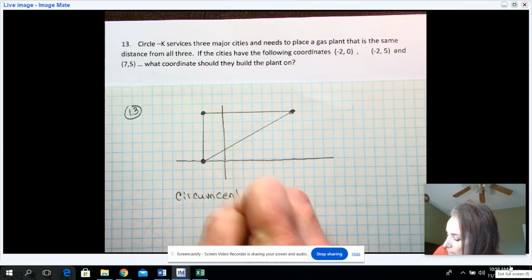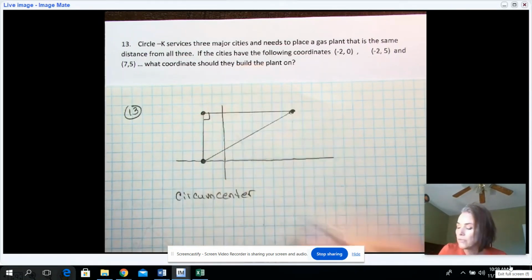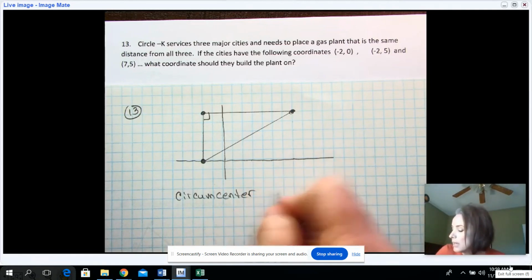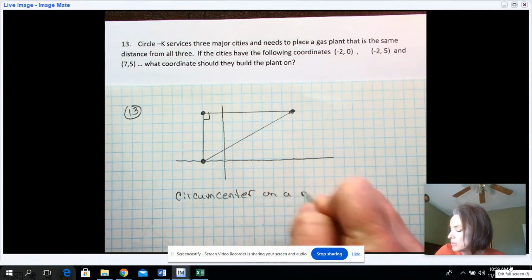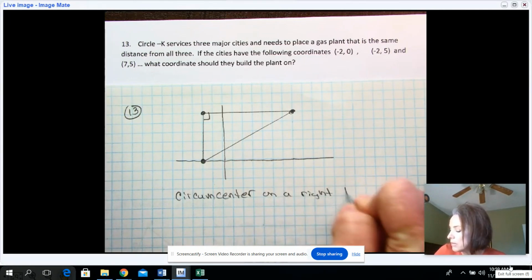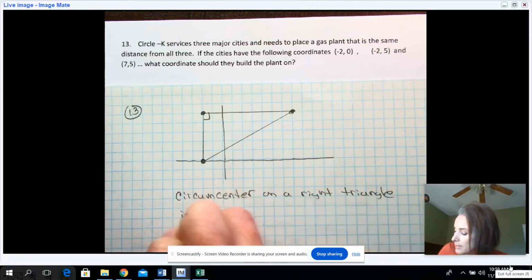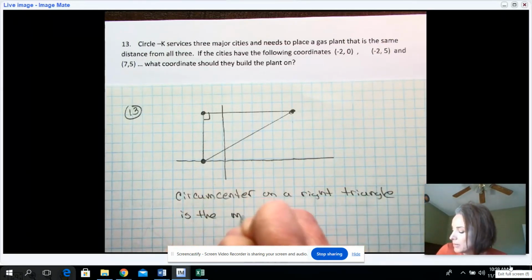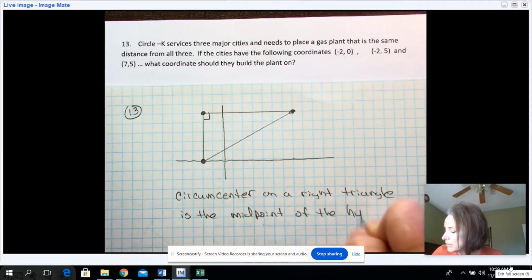And on a right triangle, how do we find the circumcenter? Well, the circumcenter on a right triangle is the midpoint of the hypotenuse.